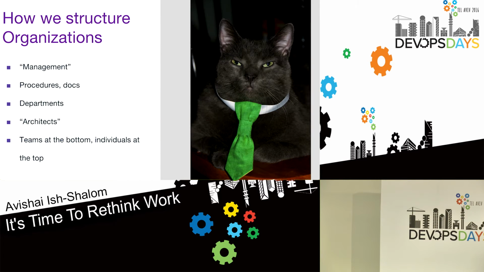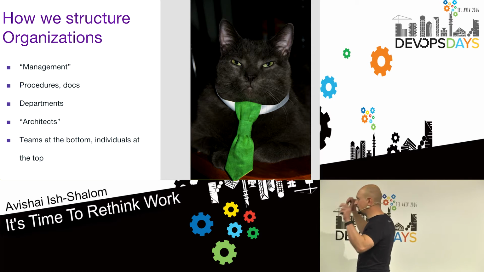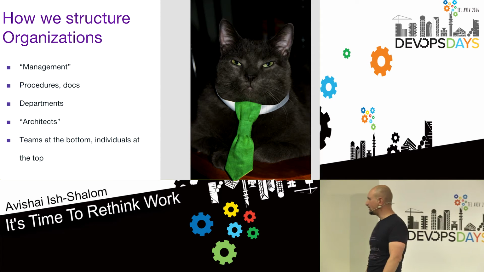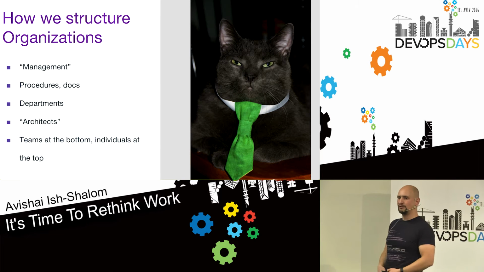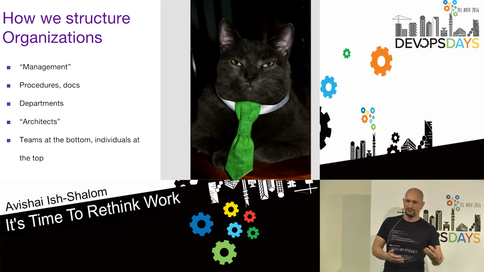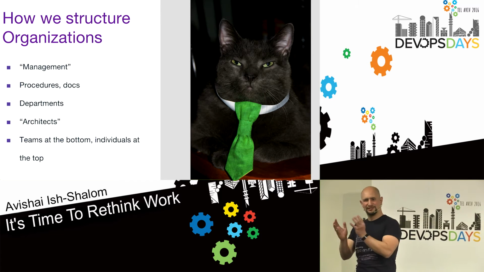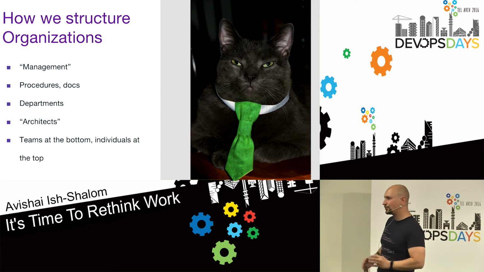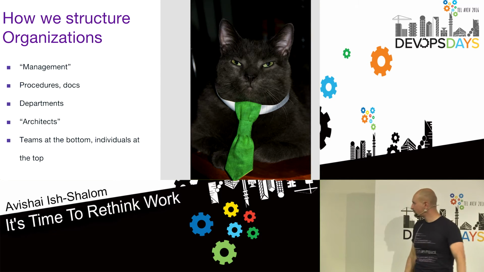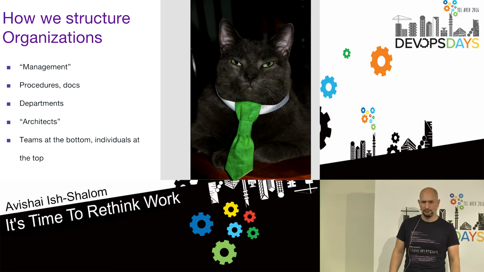And our organizations are also structured in a very similar way. We've got management, we've got procedures and documentation to guide everyone, we've got departments. And why do we have departments? Because no single person understands the job. So we have to contain the job into an area that we can actually fit in our head. And then we've got architects, orchestrating the way departments work with one another and technology is built with one another.